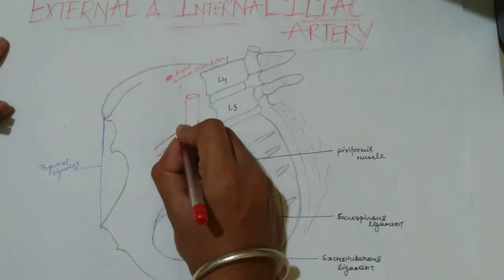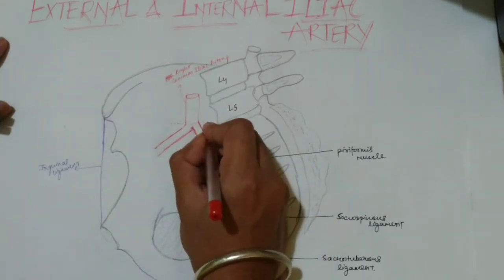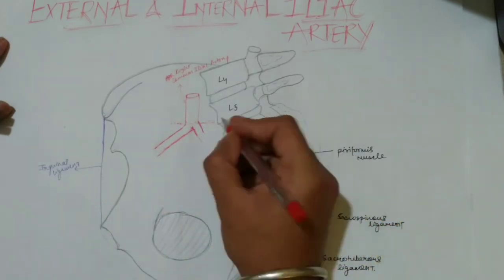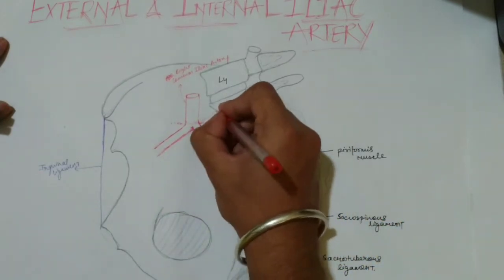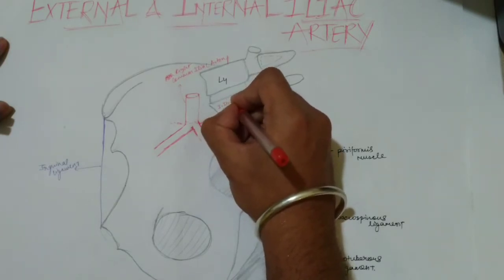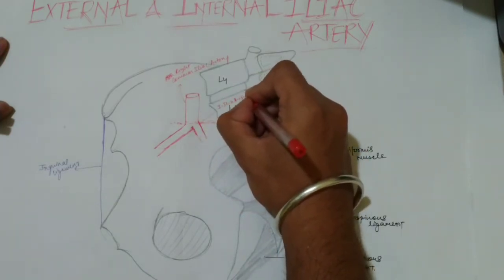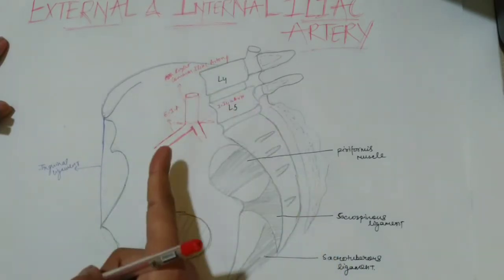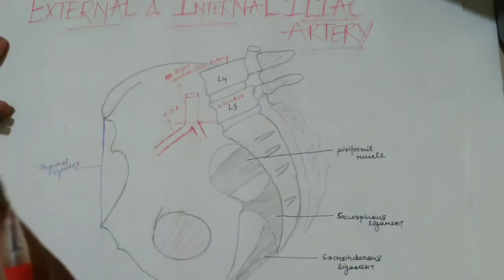So this is the level of your sacroiliac joint, or the lower part of your L5. This is your internal iliac artery, and this is your external iliac artery. First we will discuss our external iliac artery, which has two branches.